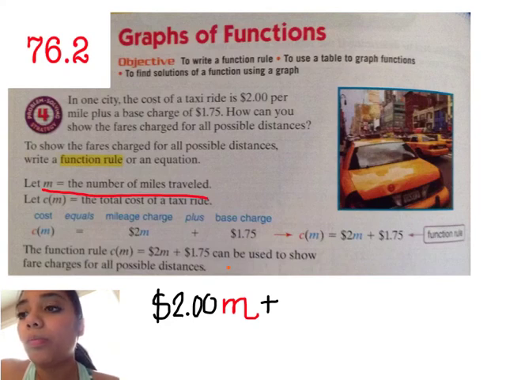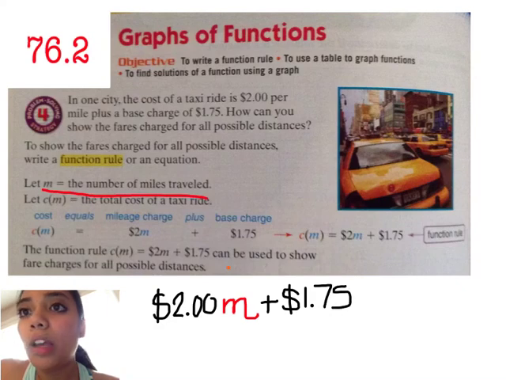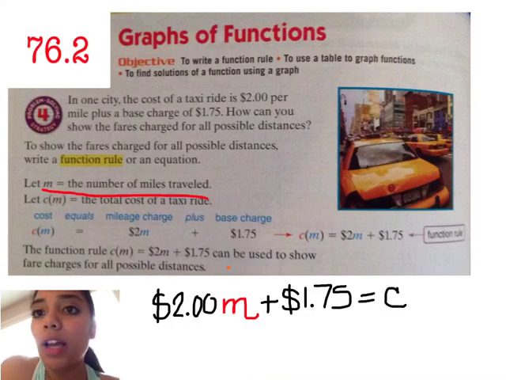You pay it automatically no matter how far you go. How can you show the fares charged for all possible distances? So the cost will equal 2M plus 1.75. That will equal my cost, and that's exactly what's written here.